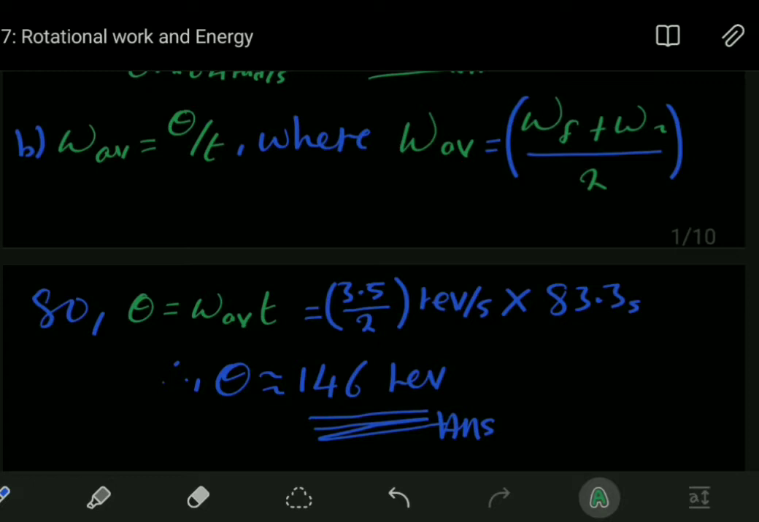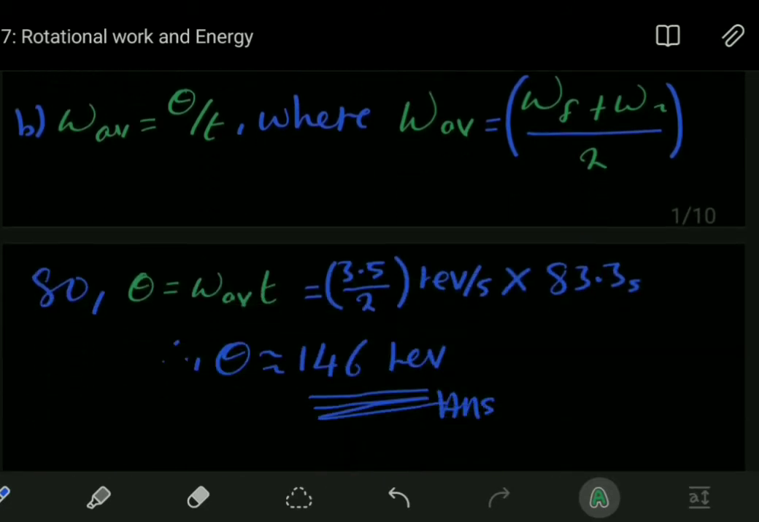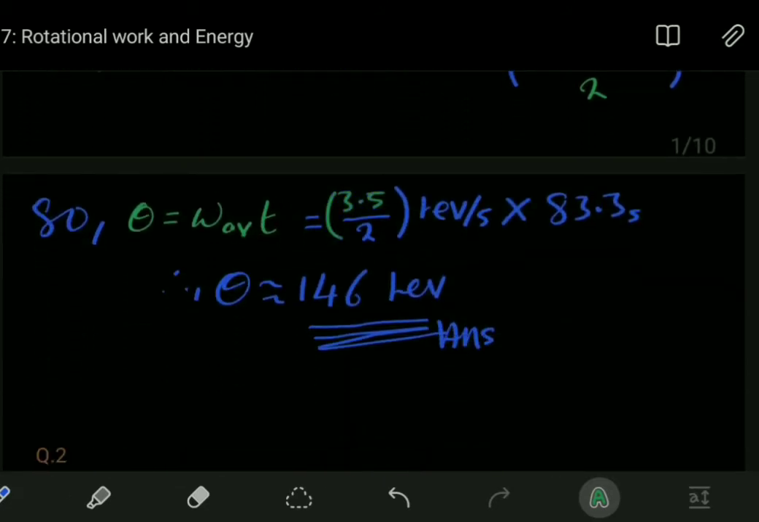Then we'll have theta equals average velocity times the time. But here we want to find the number of revolutions, so our final speed, or rather our average speed, has to be in revolutions per second. Like we have seen when we were beginning, we had 3.5 revolutions per second as our final speed. We're going to have 3.5 over 2 revolutions per second multiplied by our time, giving us 146 revolutions.